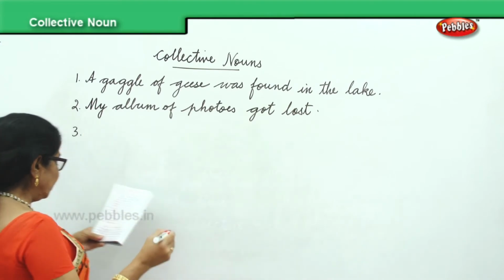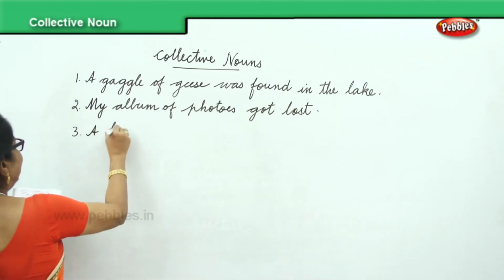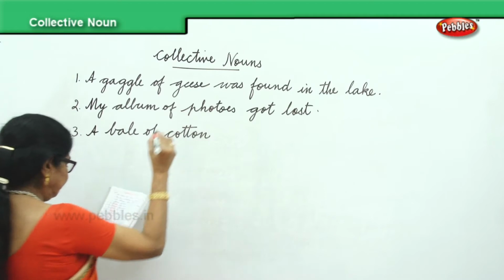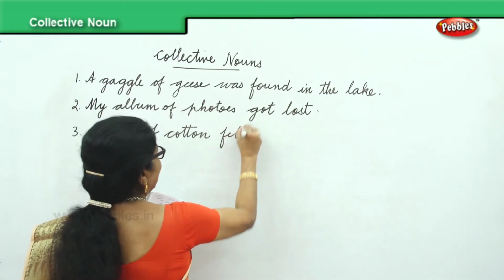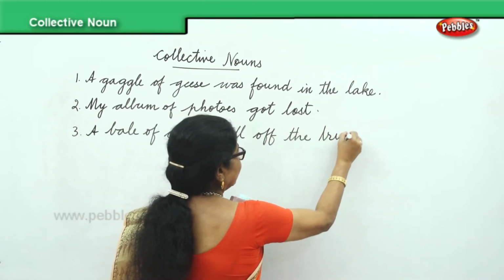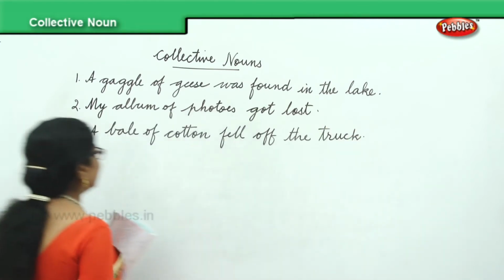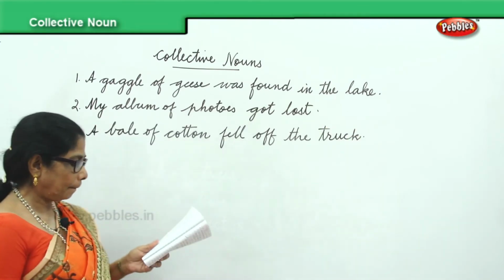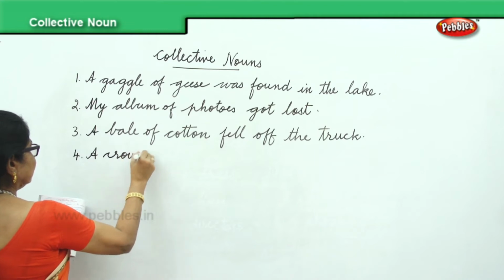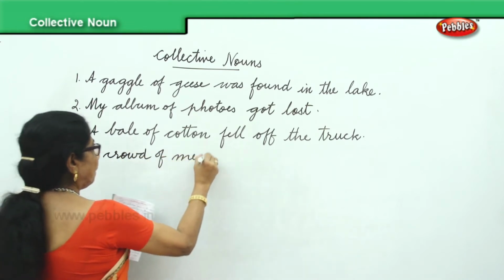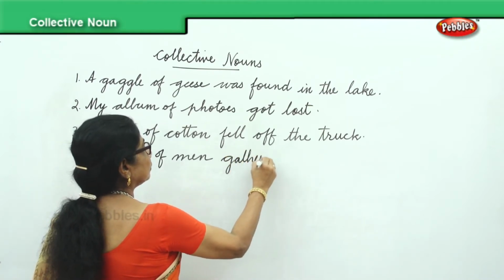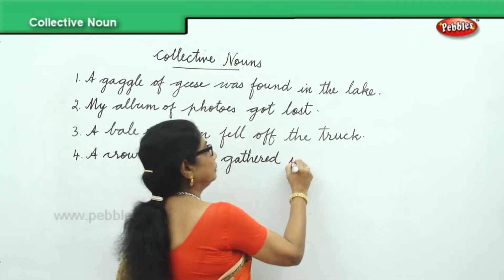Next. A bale of cotton fell off the truck. A crowd of men gathered in the street.